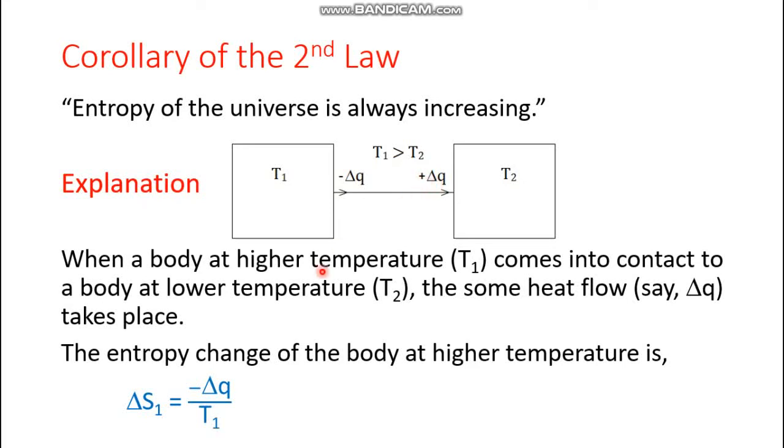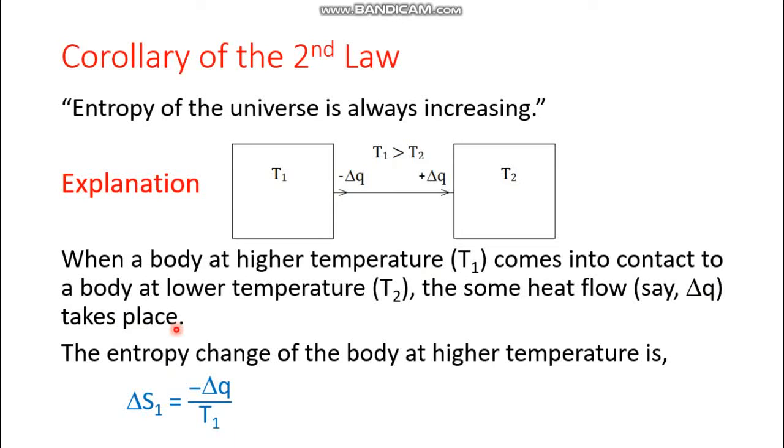Okay. So when the body at higher temperature, that is T1, comes into contact with a body at lower temperature, that is T2, then some heat flow. This is not "the", this is "then". So when you're taking note, make the correction of the typing error. It is then. Then some heat flow, say dq, delta Q, takes place.